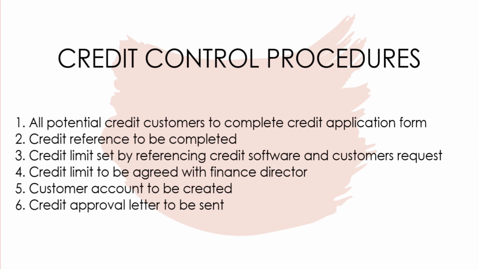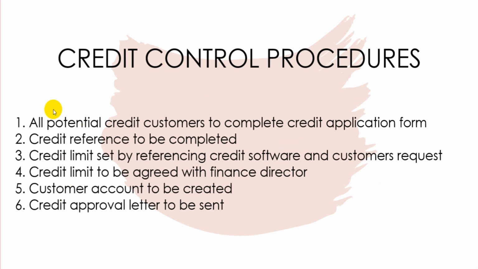As mentioned, it would be more detailed in real life. There could be a lot more added and a lot more specific. For example, if the credit customer hasn't returned the application form within 7 days, there could be a procedure in place to then chase that. And there could be some sort of procedure in place if the credit reference is declined, if it's a bad credit reference that's given. There might be some sort of time scale that the credit limit is agreed with the finance director. It would just be more specific and detailed.